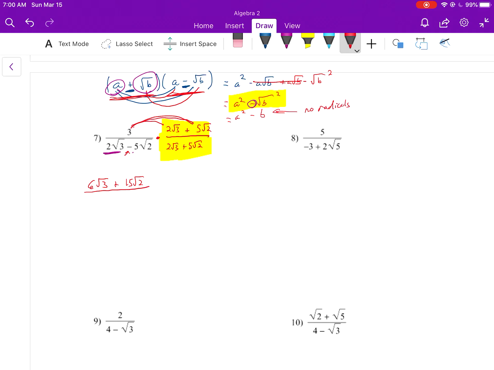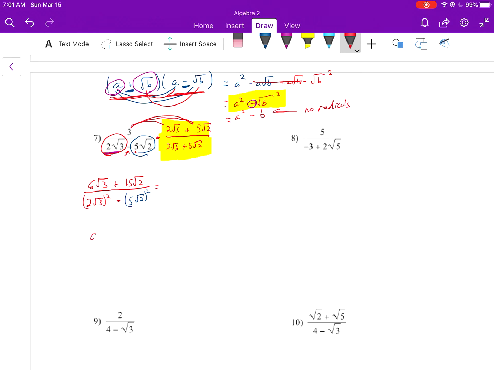So we're going to do the first number squared, 2 root 3 squared, minus the second number squared, 5 root 2 squared. So if you need to follow that through your other examples, how to multiply those out, you can always come back to this example or pause. And when you're doing number 8, you could watch number 7 again to realize that you do the first number squared minus the second number squared. And that's when you do the denominator.